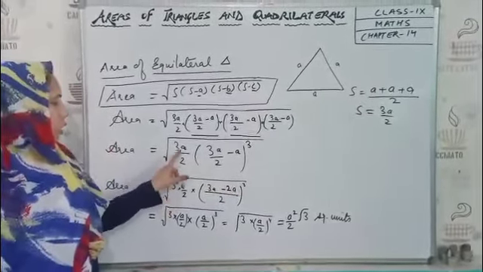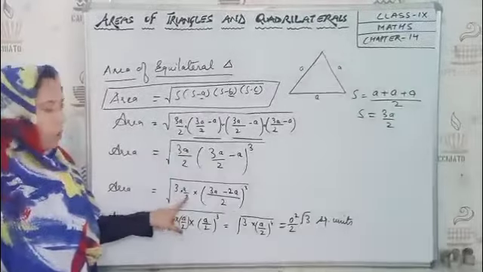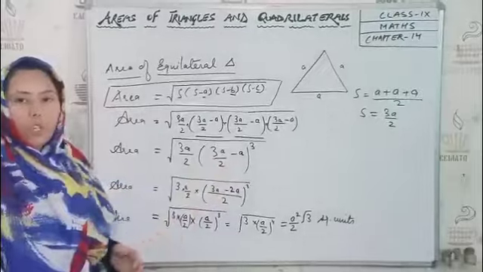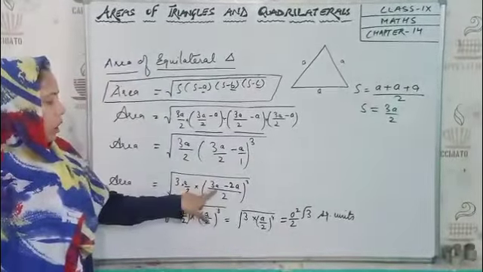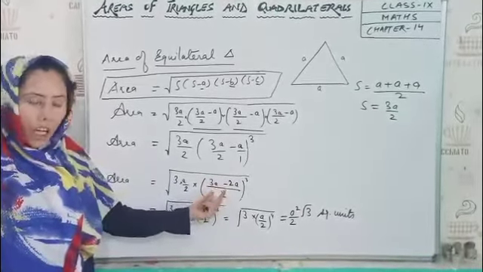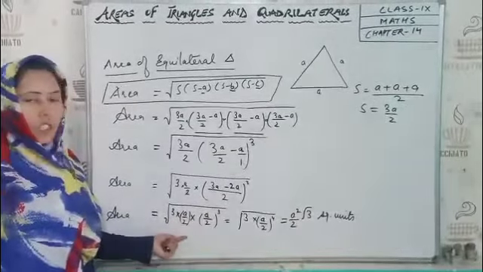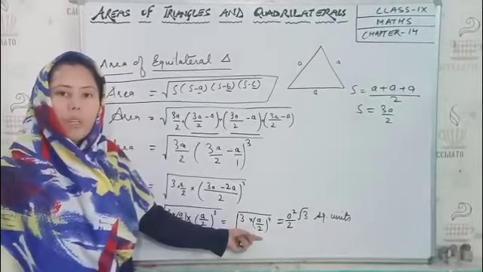Now there is no sign, that means multiplication: 3a by 2 multiplied by (3a minus 2a) upon 2, taking the LCM, whole cube. 3a minus 2a is a, so a upon 2 whole cube. One more a upon 2: again the bases are the same, so the powers will be added. So it will become 3 into (a by 2) whole power 4.